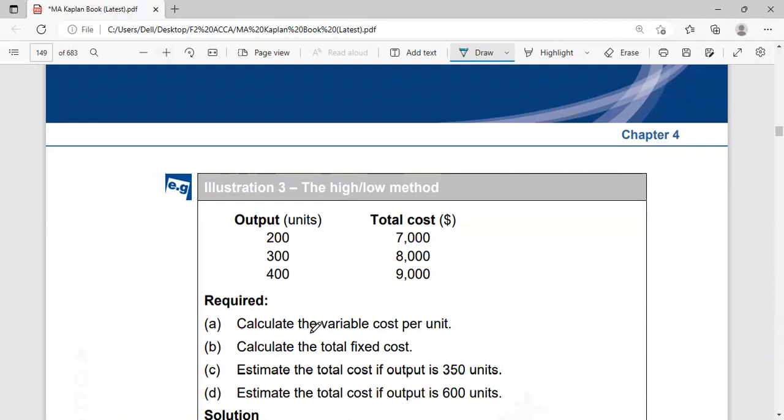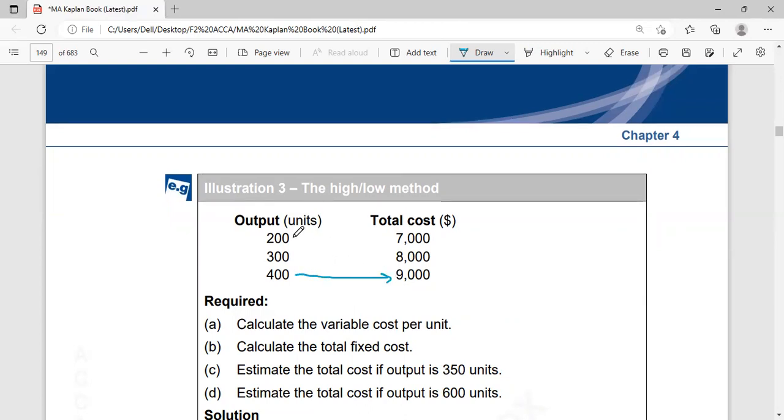Now the first step was what? We have to identify the highest and lowest activity levels. So can you please tell me what are the highest and lowest activity levels? 400 is the highest and 200 is the lowest. Yes. And the second part of the first step was to identify cost at those activity levels. So at highest, the cost is 9,000. At lowest, the cost is 7,000.